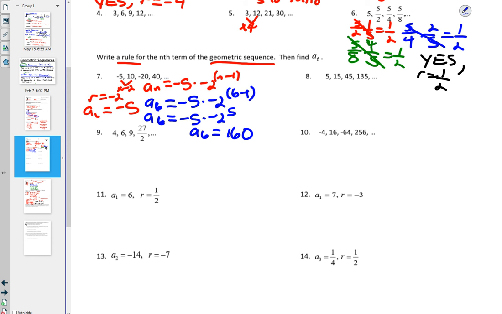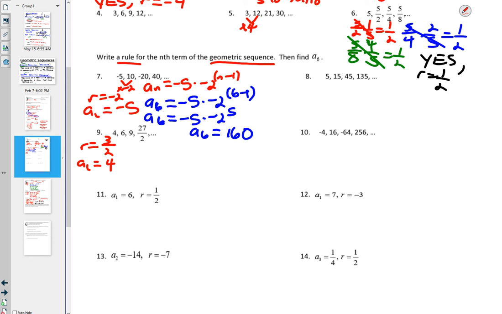I want to do one that has... okay, let's do number 9. Since we already know this is geometric, we don't have to test each one. Can you tell me what the common ratio is here? Well, wait, what do you mean 3 over 2? I don't get it. I don't see a 3 anywhere here. How'd you get that, Mr. Brown? I don't see a 3 or a 2. Well, so what's 6 over 4? Yeah, 3 over 2.